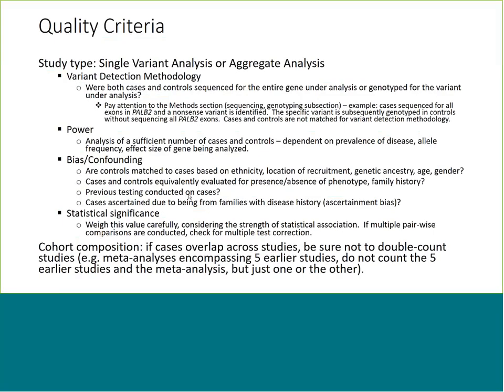So for the quality criteria that we address, and before I go any further, feel free to interrupt me at any point if something doesn't make sense or if you have questions. So for single variant analyses and aggregate analyses, by single variant analyses, we're essentially talking about when an individual variant is looked at in a gene in cases and controls, and then the statistical significance is addressed for that individual variant.